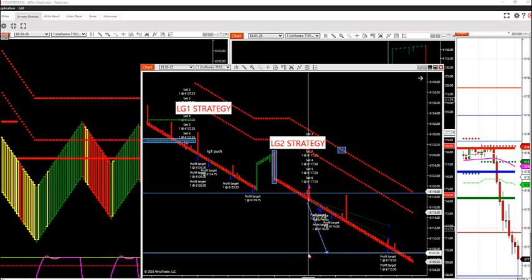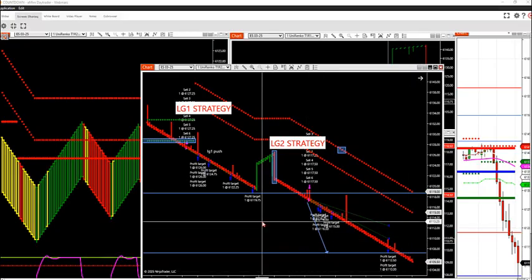LG1 gets you in. Your target is 61.07 1/4 based upon these market gaps over here. Now the next market gap, I'll show you in a second, is even below that. If we get below that, we'll look for another LG2. We're good to go. But that's how you want to trade the system.